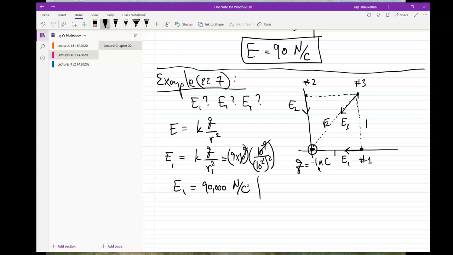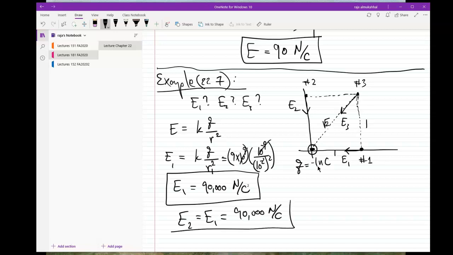That's E1. Now, I hope you agree with me that E2, again, I intentionally didn't put the minus signs there for now. E2 is equal to E1 just by symmetry. Everything looks the same. That's just going to be 90,000 Newton per Coulomb. Okay? That's as magnitude. Remember, these are magnitude, not vector. If you want to do the vector, you put the minus sign.